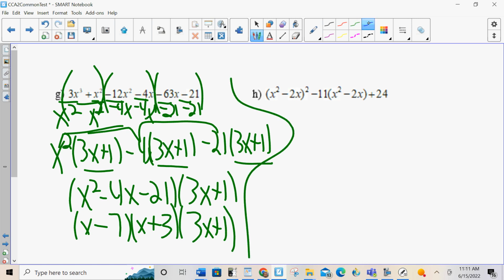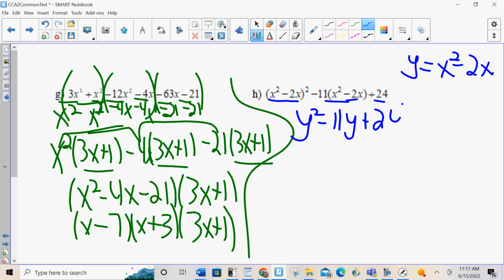I call this a substitution trinomial. It's a trinomial, there's 1, 2, 3 terms. It's something squared minus 11 something plus 24. So I'm going to replace that something with a single variable. I'll call it y. So it becomes y squared minus 11y plus 24.